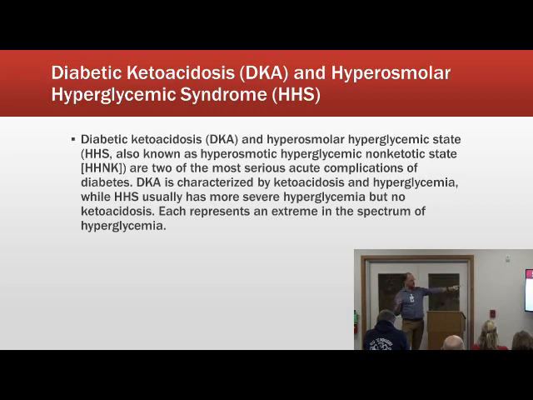So DKA, as its name says, is characterized by ketoacidosis and hyperglycemia. Ketoacidosis means that you don't have any insulin around, and you're kind of starving in a way because your tissues aren't getting the glucose. You get tons of glucose in the bloodstream, but your tissues can't get it because there's no insulin there to pull it in.